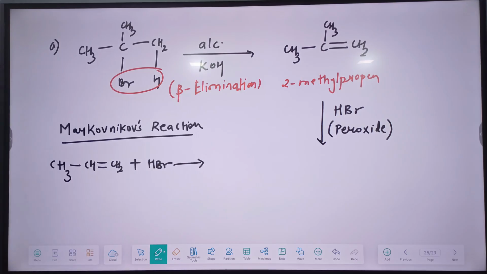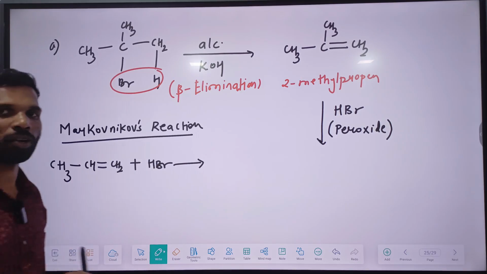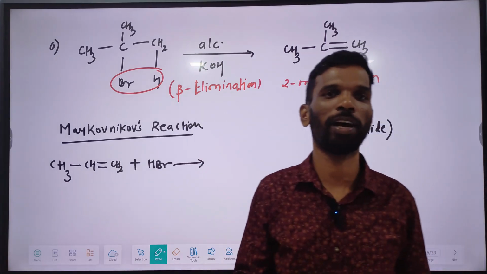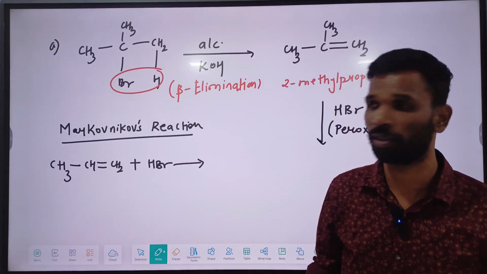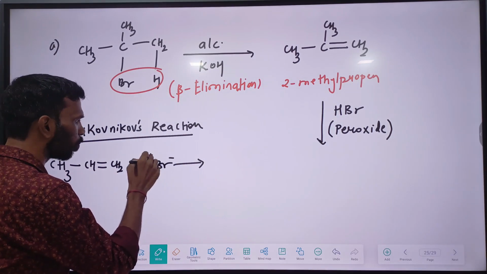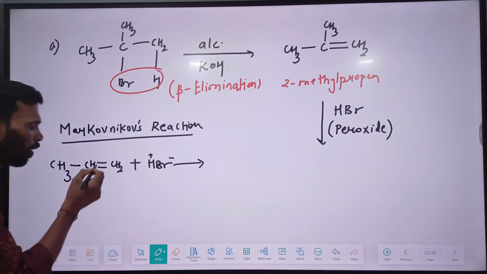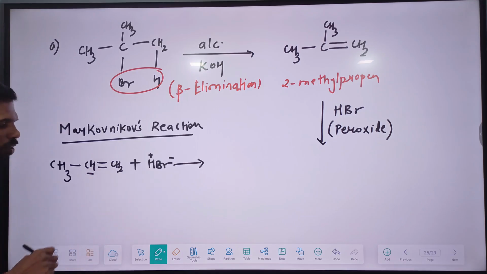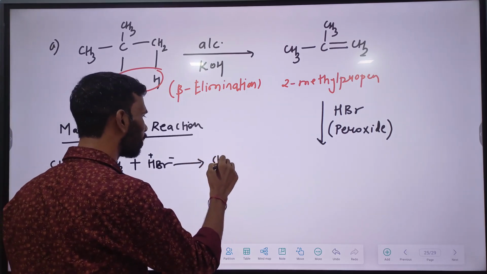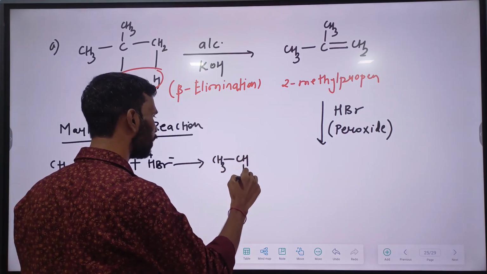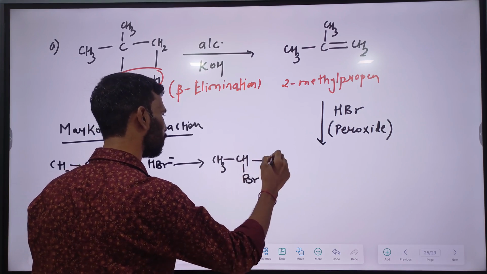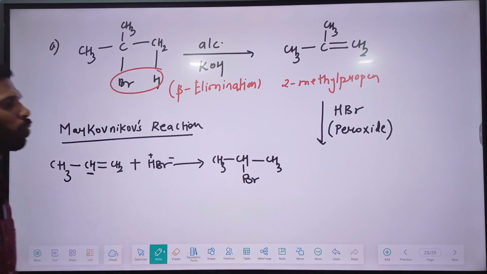Now what is Markovnikov's rule? The negative part of the adding species will go to the carbon which has less number of hydrogens in a carbon-carbon double bond, right? This is the negative part, this is the positive part. Br is the negative part. It will go to the carbon which has fewer hydrogens, and H will go over here. Means you will get CH3, CHBr, CH3. This is Markovnikov's addition.